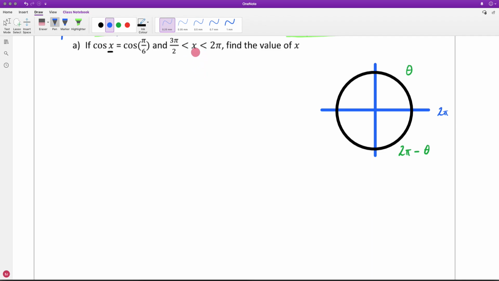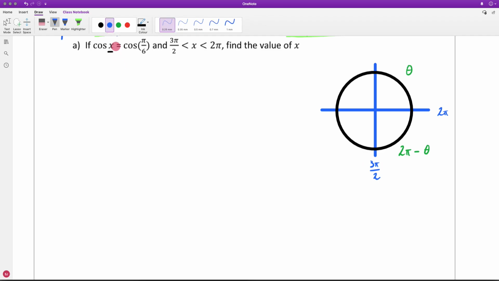Our domain is saying that x exists between 3 pi over 2 and 2 pi. So here is 3 pi over 2 right here, and 2 pi I've already labeled. So it's telling us that our angle is going to exist between here and here, which excludes this angle right here. Of course, if it was to be my first quadrant, it would be pi on 6. It would be cos of pi on 6 equals cos of pi on 6. And what a boring statement that is. So they're limiting us to our fourth quadrant in order to find what our angle is going to be.